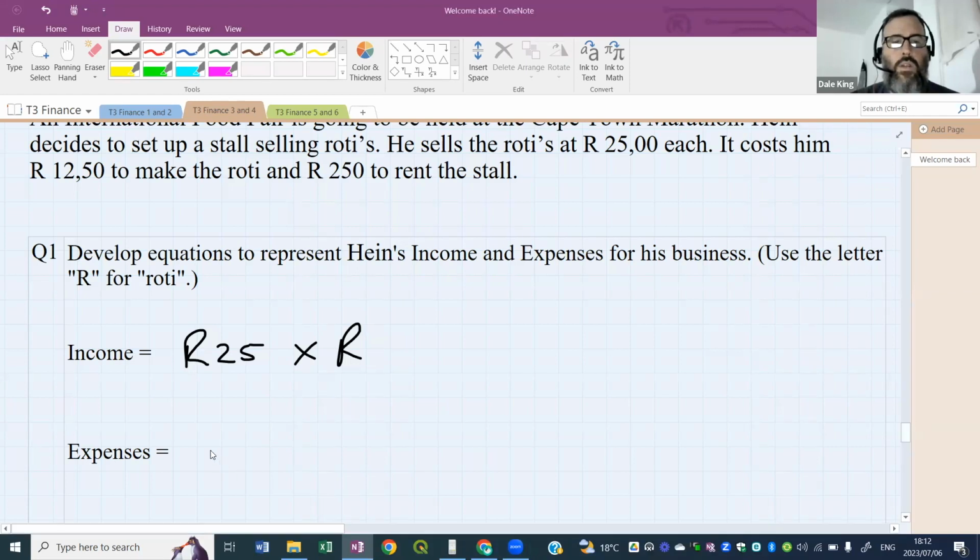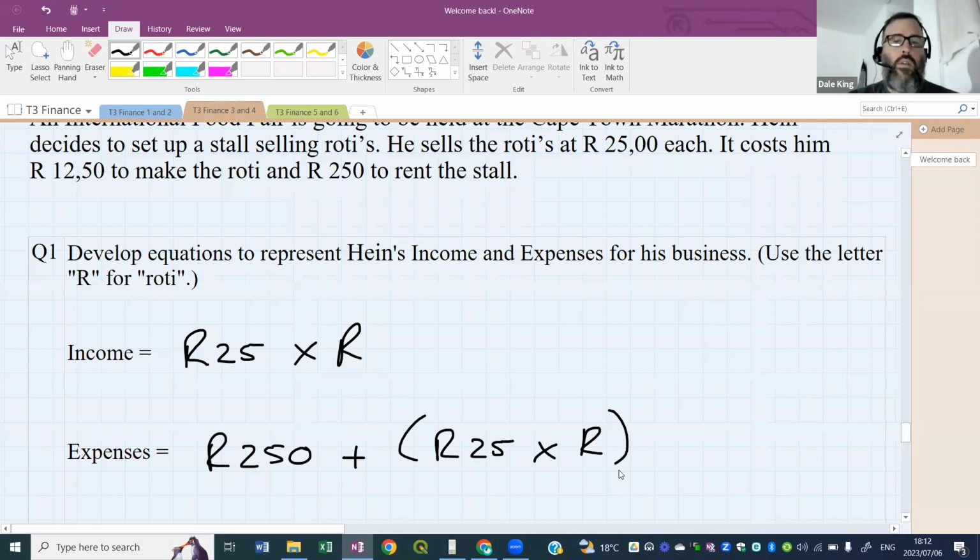Okay, so Chiamo says 250 plus, and you know what I'm like, I have to use brackets. I like keeping things separate with brackets. It's just how I roll. There we go. That's what Chiamo suggests. She says, sir, say 250 plus 25 times R. Now, my question to you, this 250, it's a special type of expense. It's got a special name. There's two different types of expenses. What type of expense is the 250?